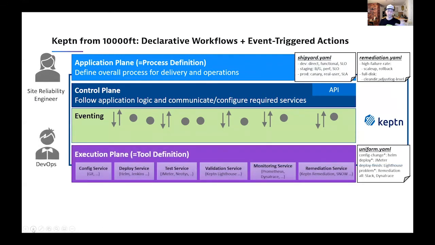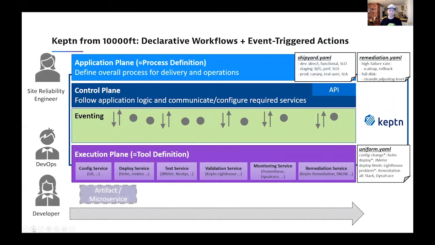Then this is the nice separation of concerns. On the one side, you specify the process. On the other one, you specify the tooling. So you can plug in any type of tool and at any time change tooling without having to change your processes. That's also nice. We call this the execution plan, or we call it the uniform of Keptn, like which tools, which capabilities do you plug in?